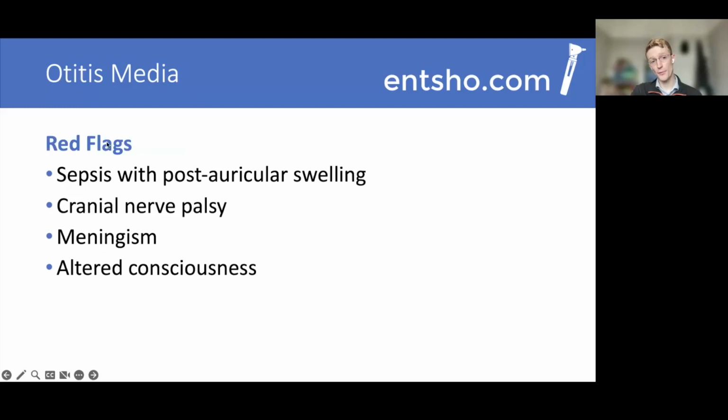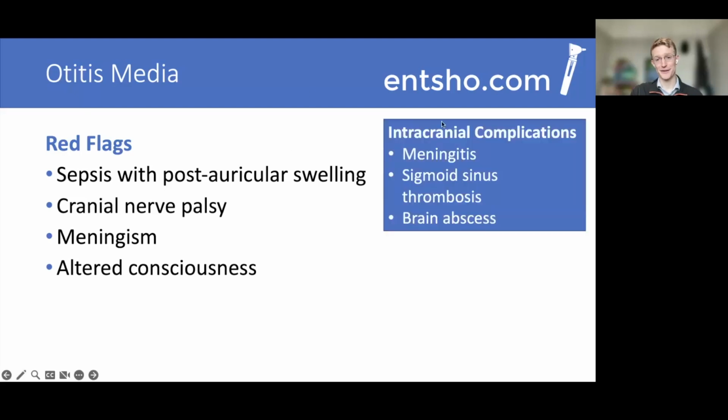So people worry about otitis media because it does have several nasty complications that you should be aware of. Red flags for these complications would be: is the patient septic, so systemically unwell? Do they have any swelling, cranial nerve palsy, meningism, or altered consciousness associated with this ear infection? And what you're worrying about is mastoiditis and the intracranial complications.